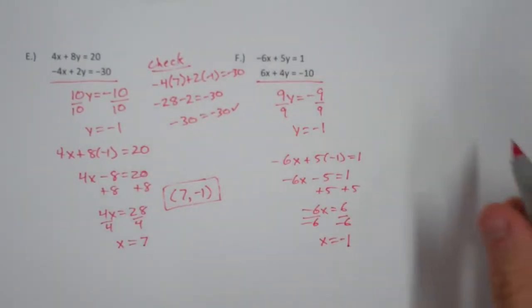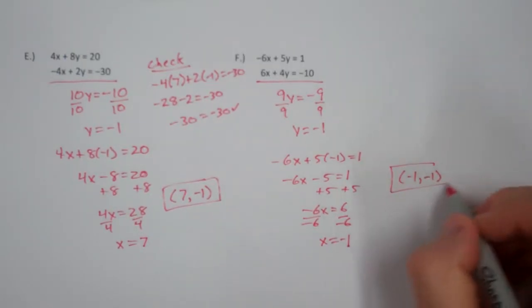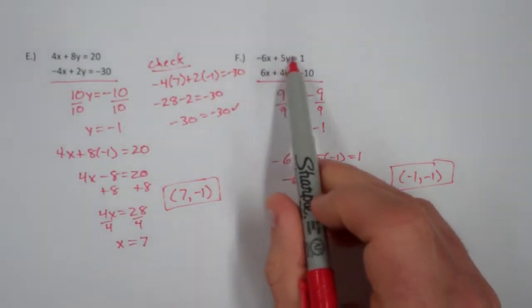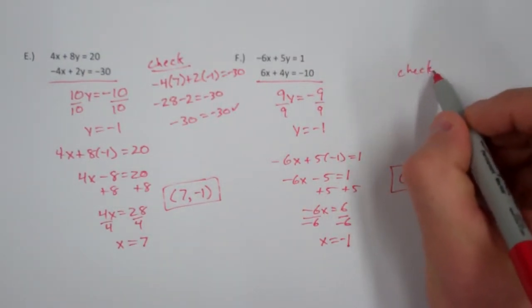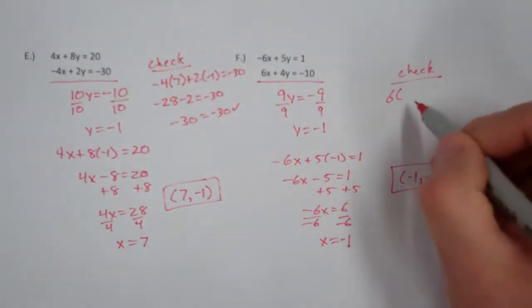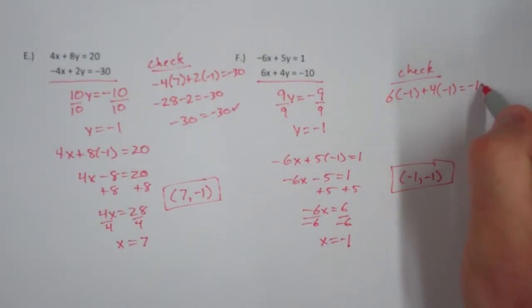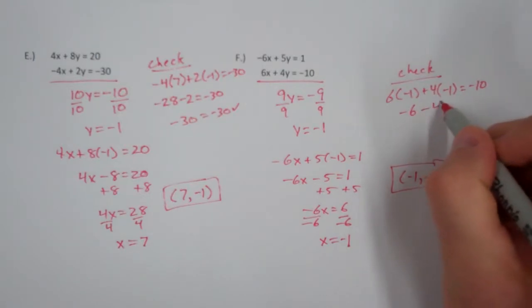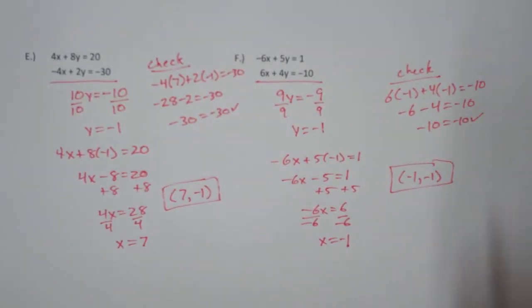So it didn't turn out to be 7. Alright, we've got negative 1, negative 1 for our solution. We just used this one, so we're going to use the other one to check. So we've got 6 times x, which is negative 1, plus 4 times y, which is negative 1. Hopefully that's negative 10. And voila, it is negative 10, so this one is checked.